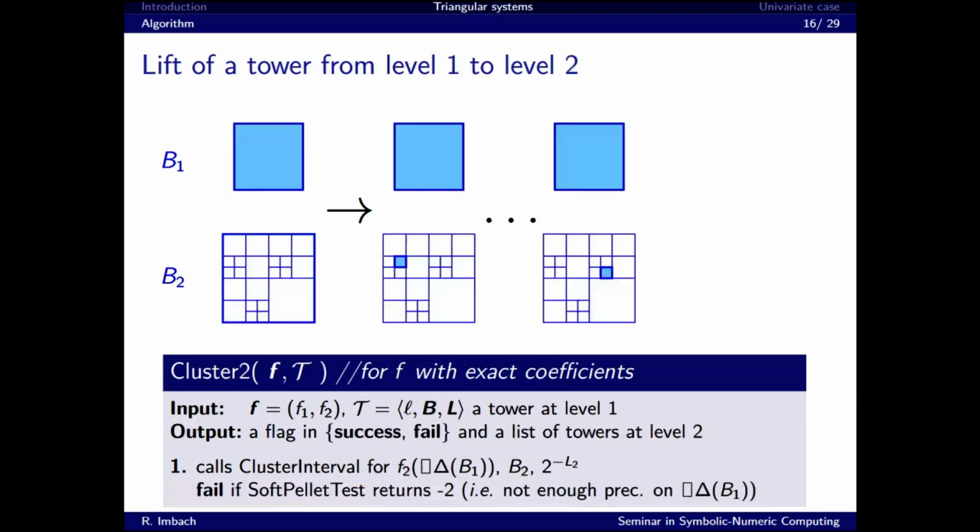Well, now to lift a tower from level 1 to level 2, we can use our function cluster interval. So the input interval polynomial will be F2 specialized in the containing box of the containing disk of B1. The region of interest will be B2, the precision 2 to the minus L2. So recall that this function cluster interval can fail if this polynomial is not precise enough. So it will mean that B1 is not small enough. So if it fails, we need to refine B1.